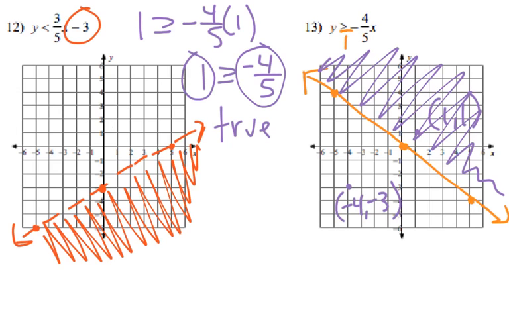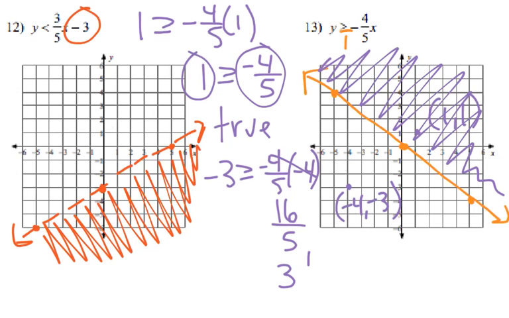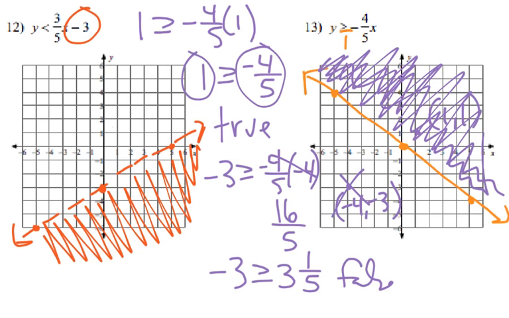Well, let's double check that. -3 for y. -4 for x. -4 times -4/5, positive 16 over 5. 5 goes into 16 3 times with 1 left over. Is a negative greater than a positive? No, so that's definitely false, which means that's not our answer. That's why we shaded this side. Those are the one times when you can't use 0, 0 as your test point.